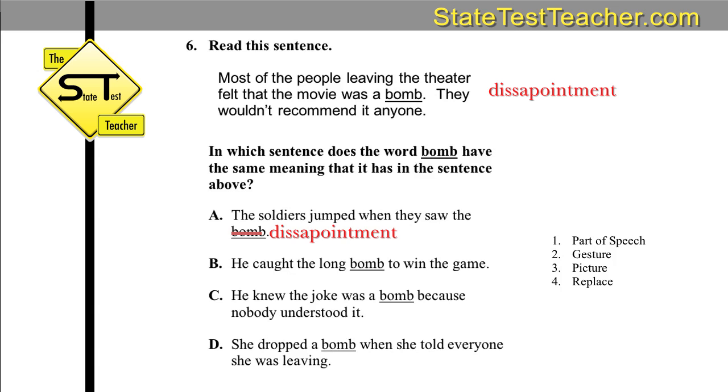No, that would not make sense. Or B, he caught the long disappointment to win the game? That would not make sense. And C, he knew the joke was a disappointment because nobody understood it. That makes sense. And D, she dropped a disappointment when she told everyone she was leaving. That does not make sense. So using all these strategies clearly helped identify C as the right answer.